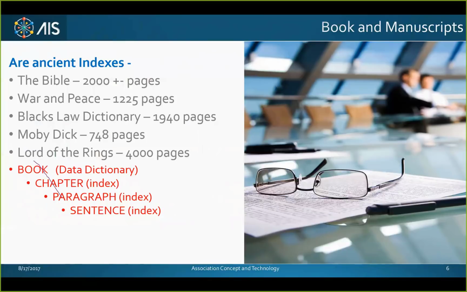And they all have one thing in common. They are essentially ancient, manual computers. All right, they are constructed as such. When you look at the fact that the Bible itself has 2,000 pages, War and Peace has some 1,200 pages, Black's Law 2,000, Moby Dick, Lord of the Rings, they're all divided up exactly the same way. Book, your data dictionary. Chapter, the index. Paragraph is an index of the sentences within it. So essentially, it's a data structure.